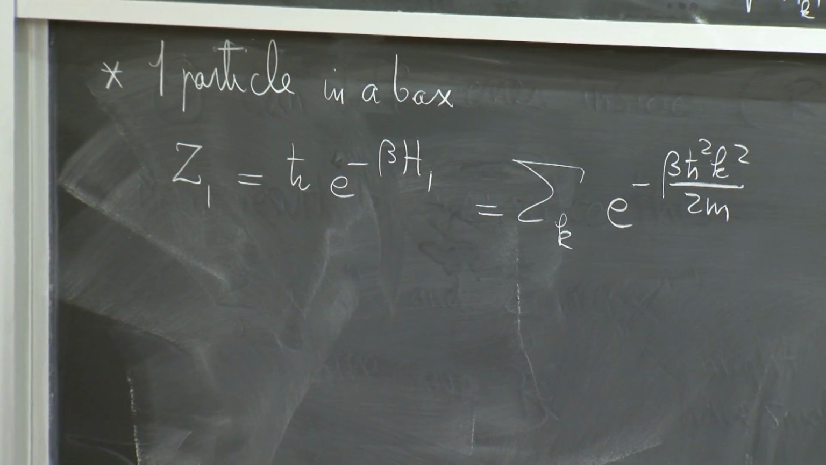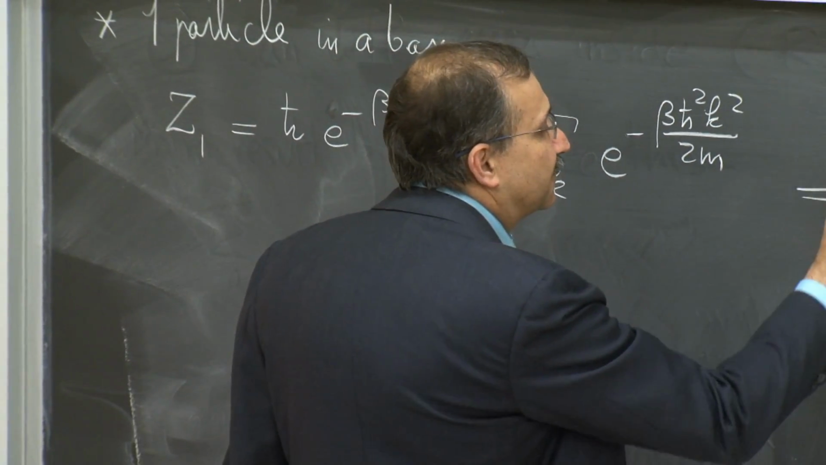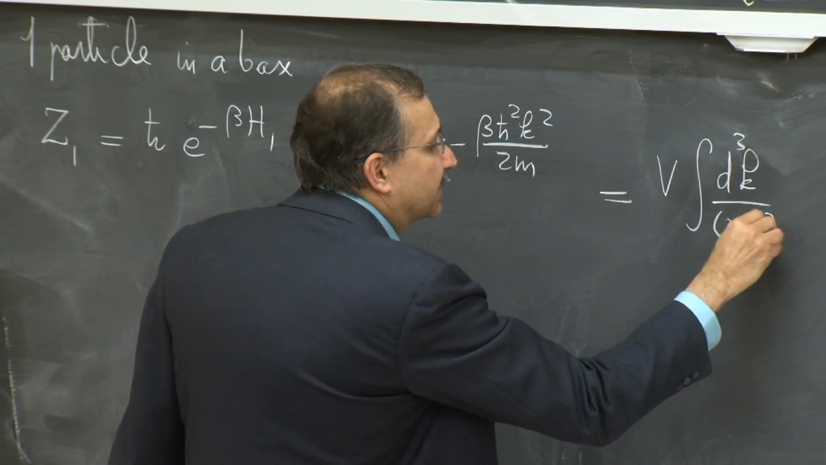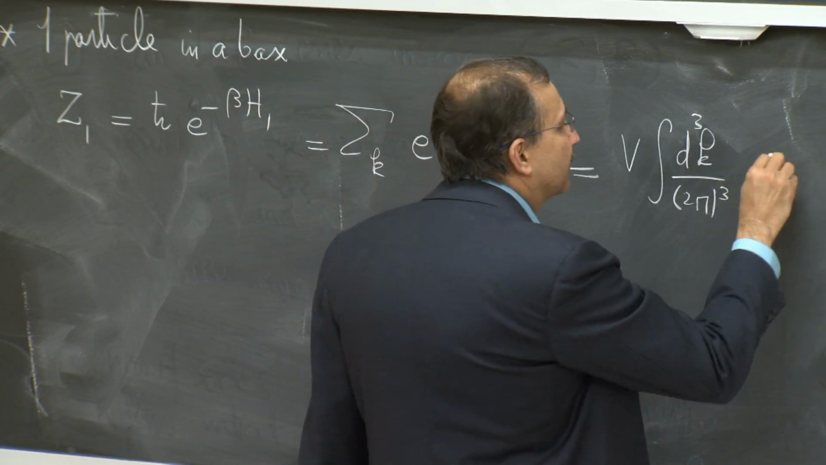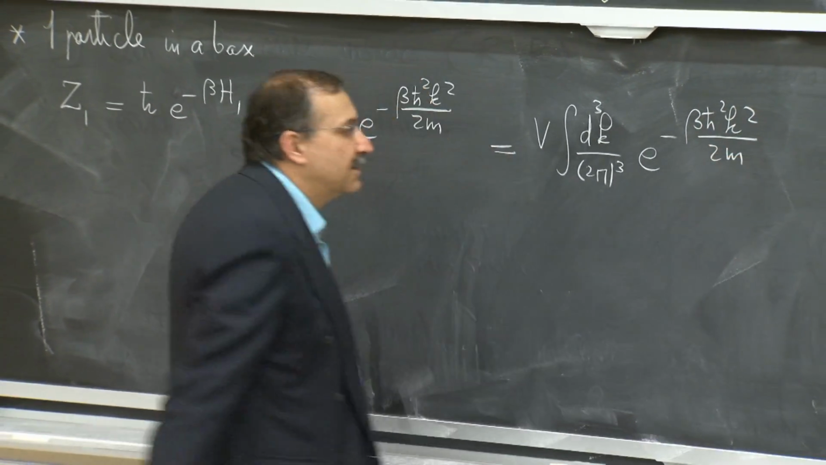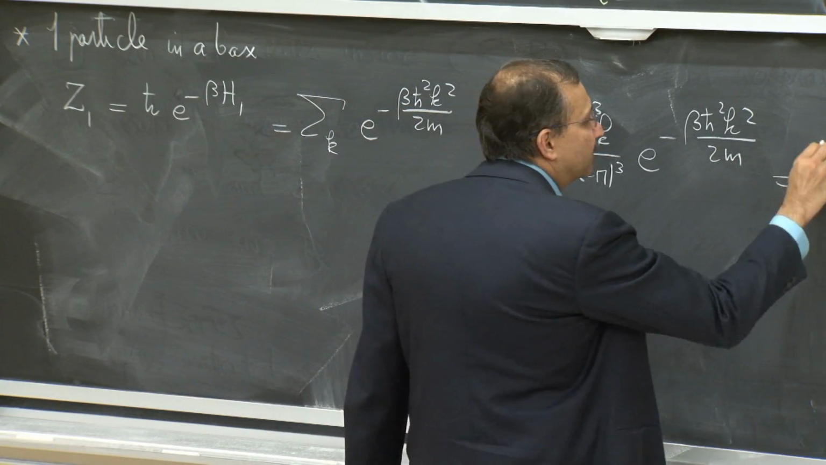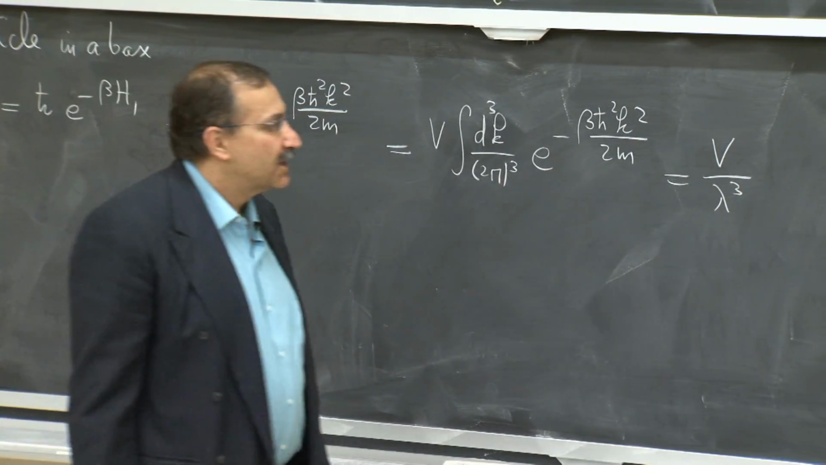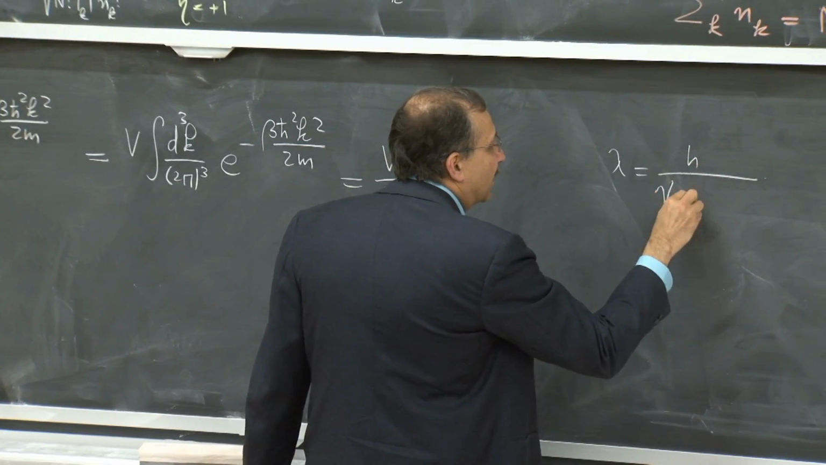And then in the limit of a very large box, we saw that the sum over k I can replace with V times the integral over k over (2 pi) cubed. This was the density of states in k. e to the minus beta h bar squared k squared over 2m. And this was 3 Gaussian integrals that gave us the usual formula of V over lambda cubed, where lambda was this thermal de Broglie wavelength, h over root 2 pi m k T.